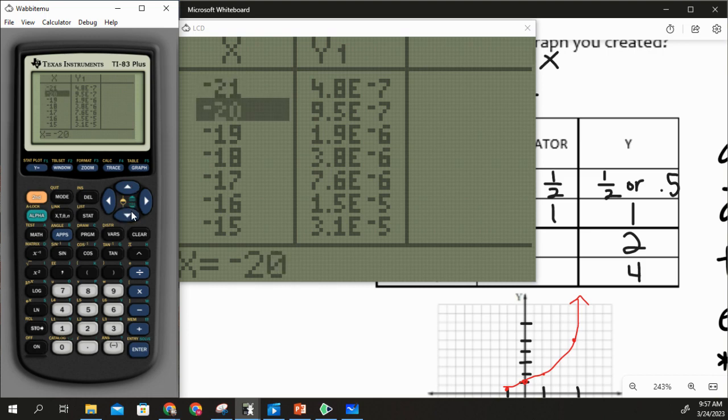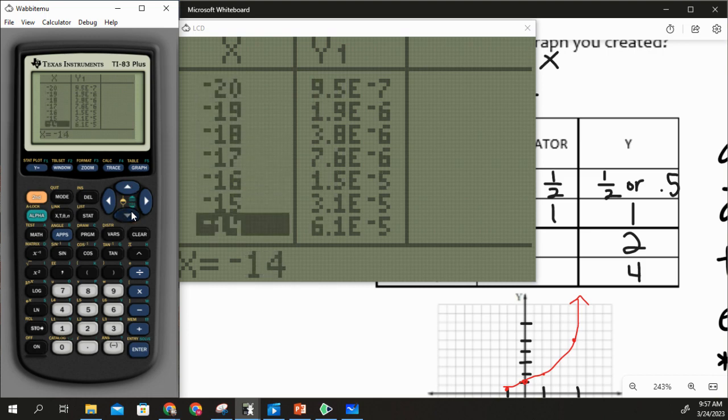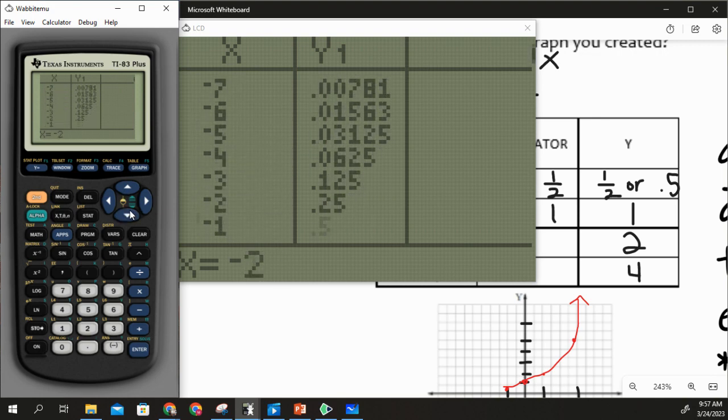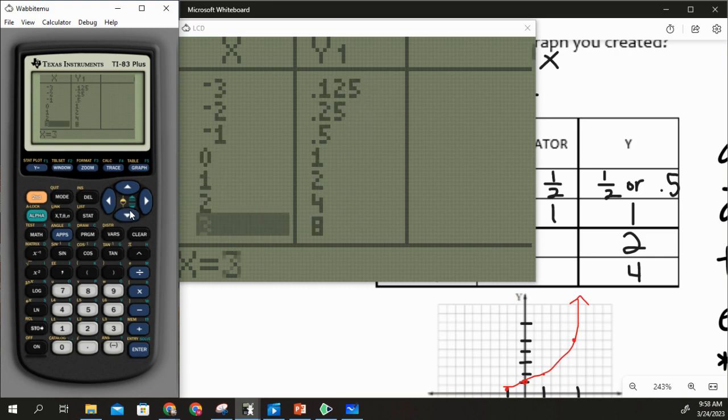You've seen something like this in the past. This is actually evidence of what we call an asymptote. This right here, this is showing us that these y values are coming towards a certain y value, but it's not crossing it. On the other end, though, the positive side is just going to keep going up higher and higher. If you notice, each of these are multiplying by 2.